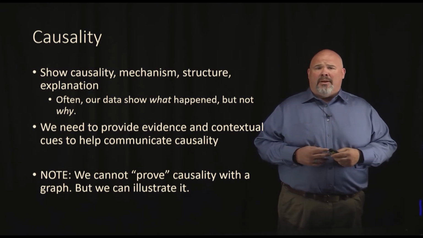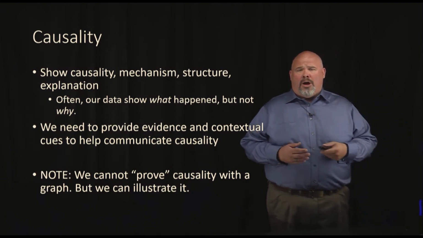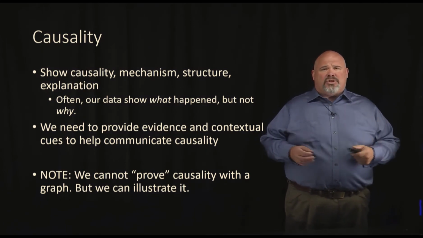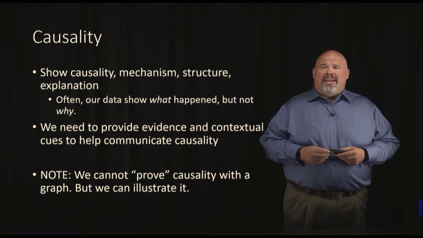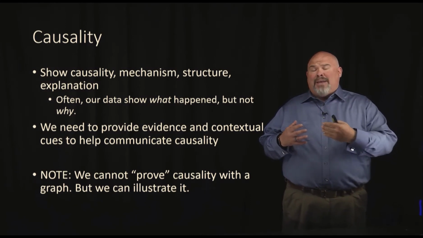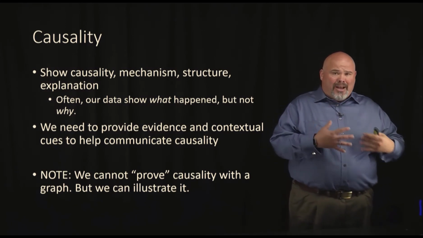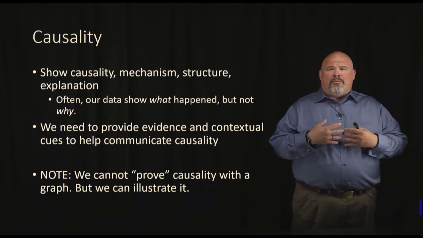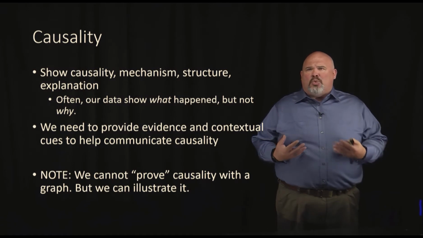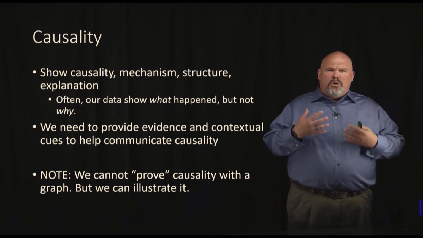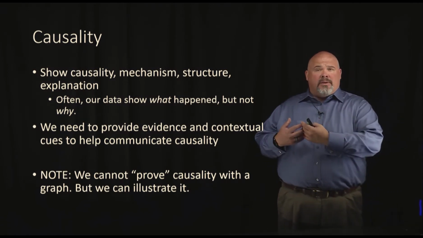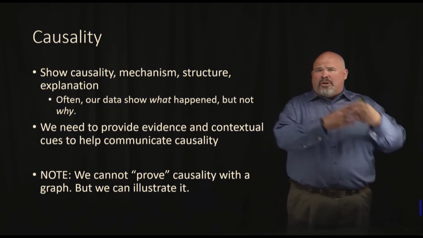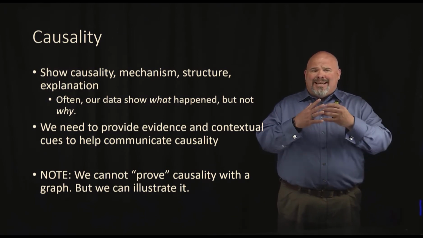The second most common is trying to show causality, or cause. Now, we can't prove causality with a picture, but we can certainly illustrate causality with a picture in a way that is either good or not so good, all right? So in order to show causality, we have to provide evidence and contextual cues that help us communicate the fact that before the assumed cause happened, the world was one way, and after the cause happened, the world is another way.